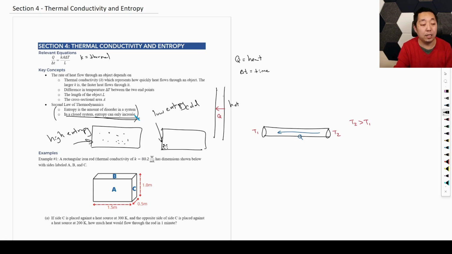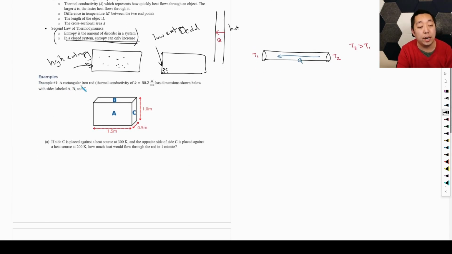Okay, so let's take a look at an example here for the thermal conductivity. So we have a rectangular iron rod with a thermal conductivity of this K, with dimensions shown, labeled A, B, and C.